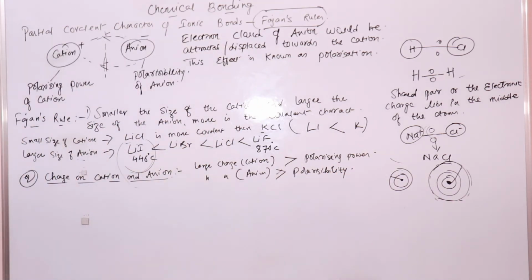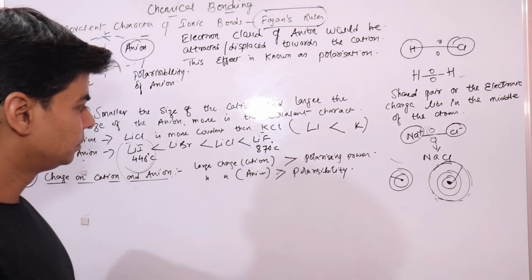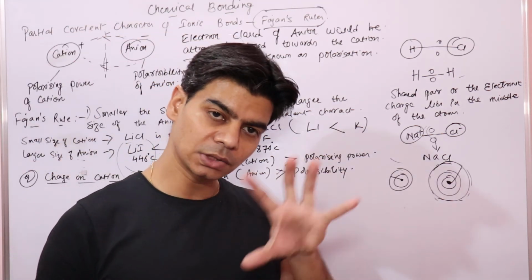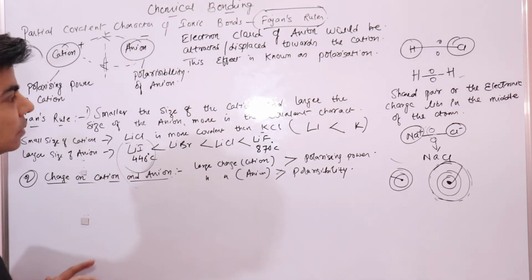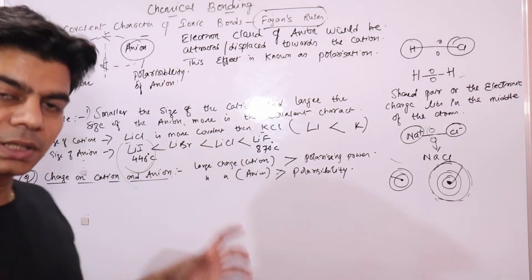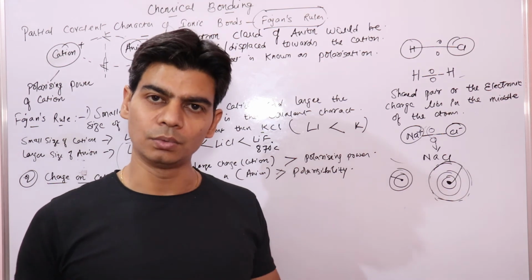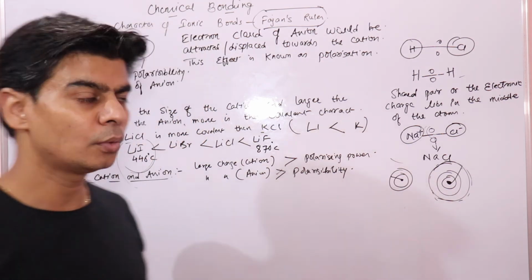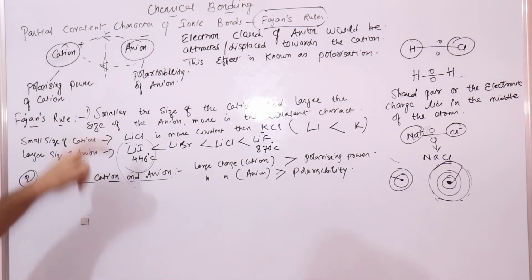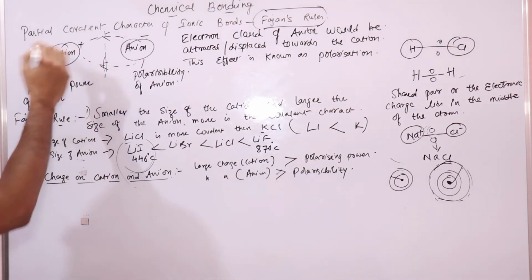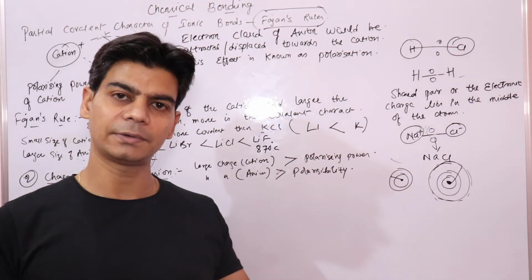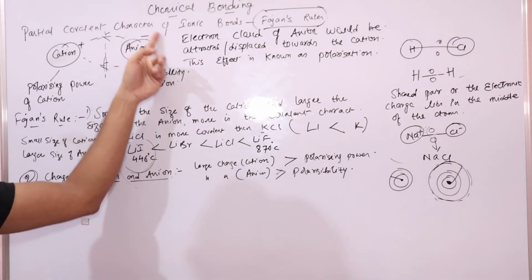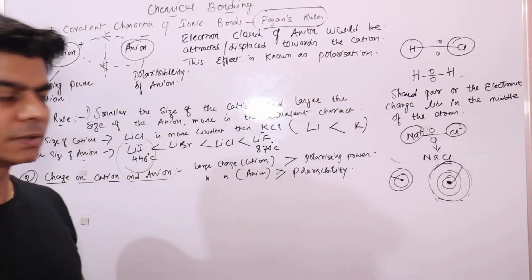This is what it means. Because if the charge on the anion is higher, that means the electron cloud would easily be attracted by the oppositely charged cation. Similarly, if the cation has a higher positive charge, it will easily attract the negative electron cloud of the anion.